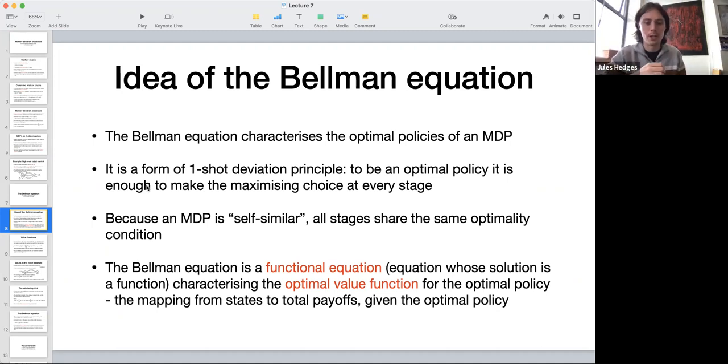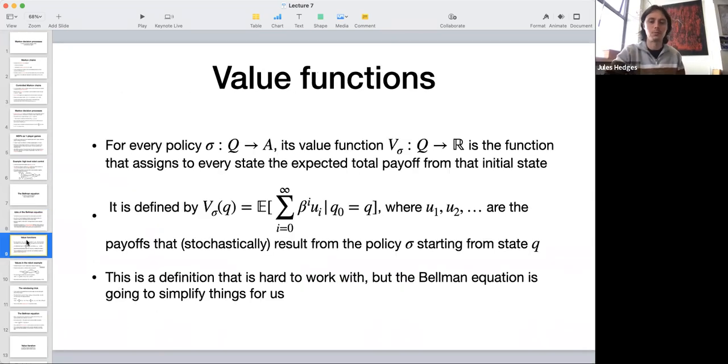Now, the Bellman equation is an example of a thing called a functional equation. That is to say, an equation in which the unknown is a function rather than just a number. Its solution is going to be what we call the optimal value function. The optimal value function says how much payoff we can get for each state by following the optimal policy. Okay, so for every policy, here I'm fixing to deterministic policies, so it's a function from states to actions.